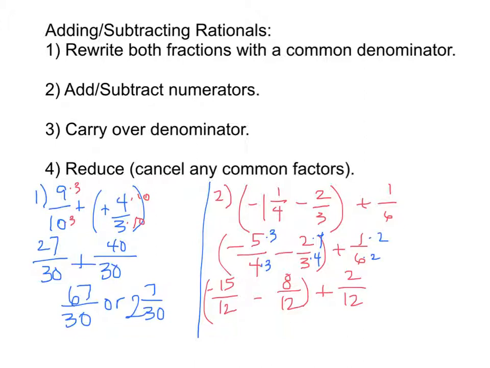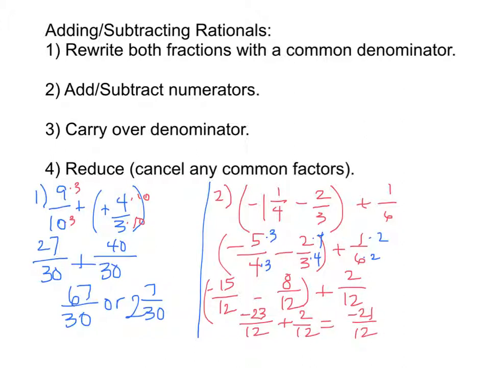Now, order of operations dictates that we need to do anything in grouping symbols first. So my grouping symbol is going to be this set of parentheses right here. So I'm going to take these in parentheses, and I'm going to put those together first. Negative 15 minus 8 is negative 23/12. Now I'm going to add it to the 2/12, getting me negative 21/12.